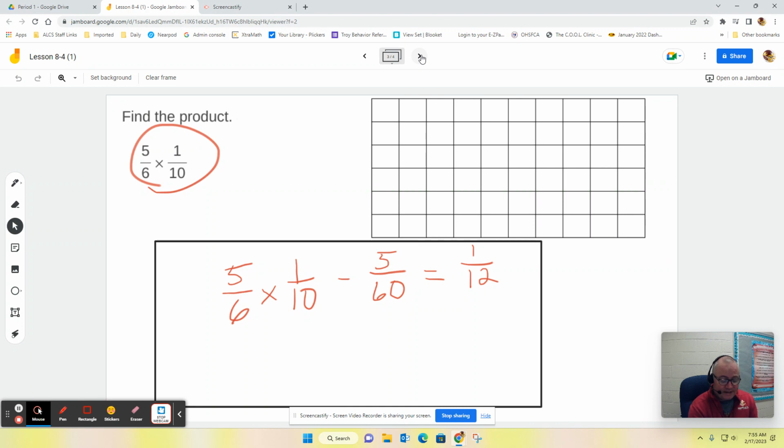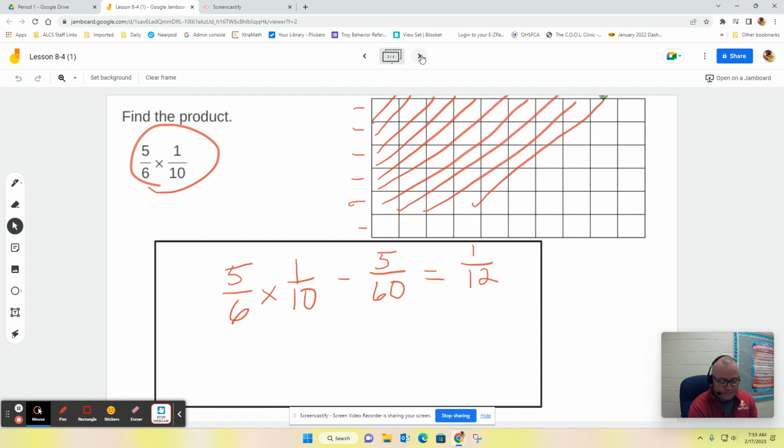Look at the model. I've got 1, 2, 3, 4, 5, 6. 1, 2, 3, 4, 5, 6. I'm going to color in 5 of those this way. And I go all the way across.